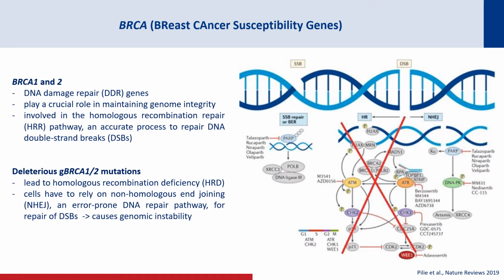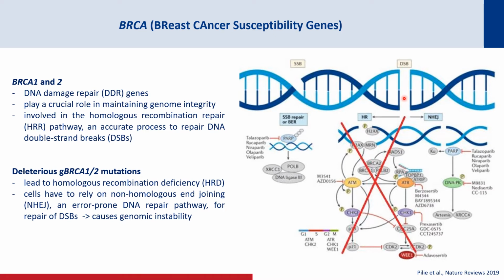The breast cancer susceptibility genes 1 and 2 are DNA damage repair genes that play a crucial role in maintaining genome integrity. DNA damage can occur on only one strand of the double helix, a single strand break, or on both strands, as double strand break.